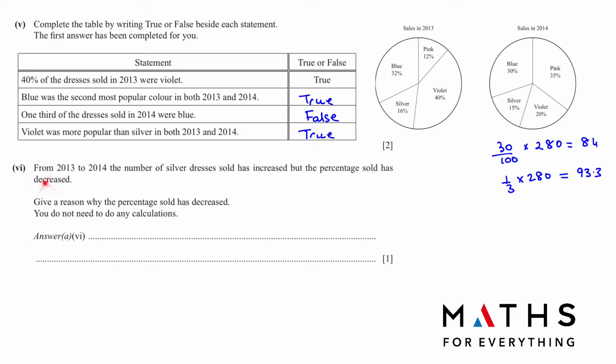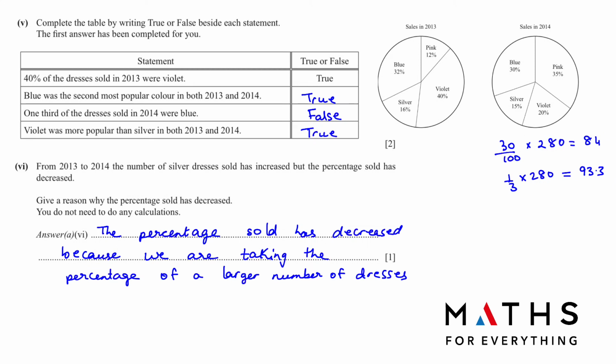Next part of the question. From 2013 to 2014, the number of silver dresses sold has increased. So they're telling us it has increased, but the percentage has decreased. Give a reason why the percentage sold has decreased. You do not need to do any calculation. We have already been informed that the number of dresses has increased, so we don't need to check that out. That's been given to us. The percentage sold has decreased because we are taking the percentage of a larger number of dresses.